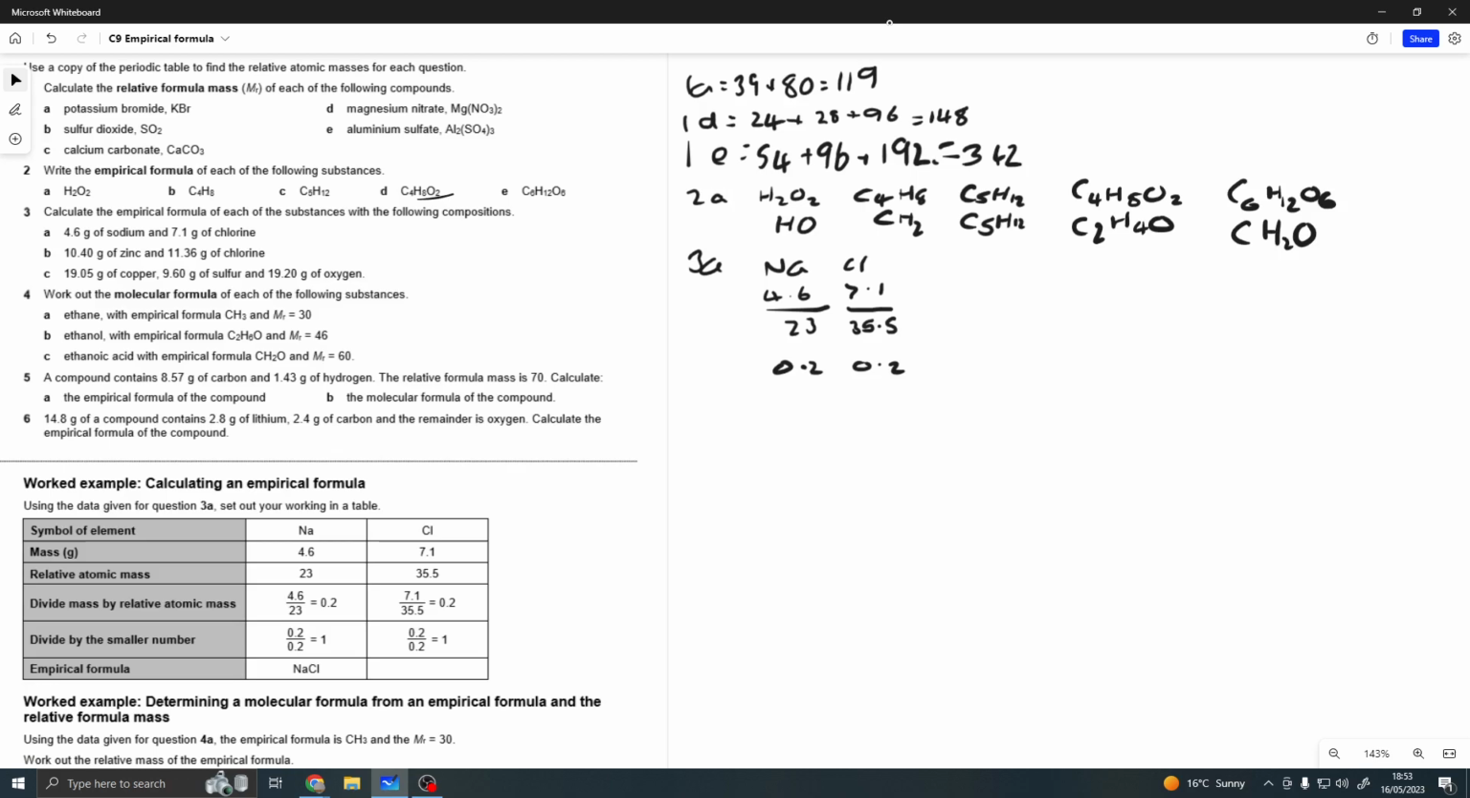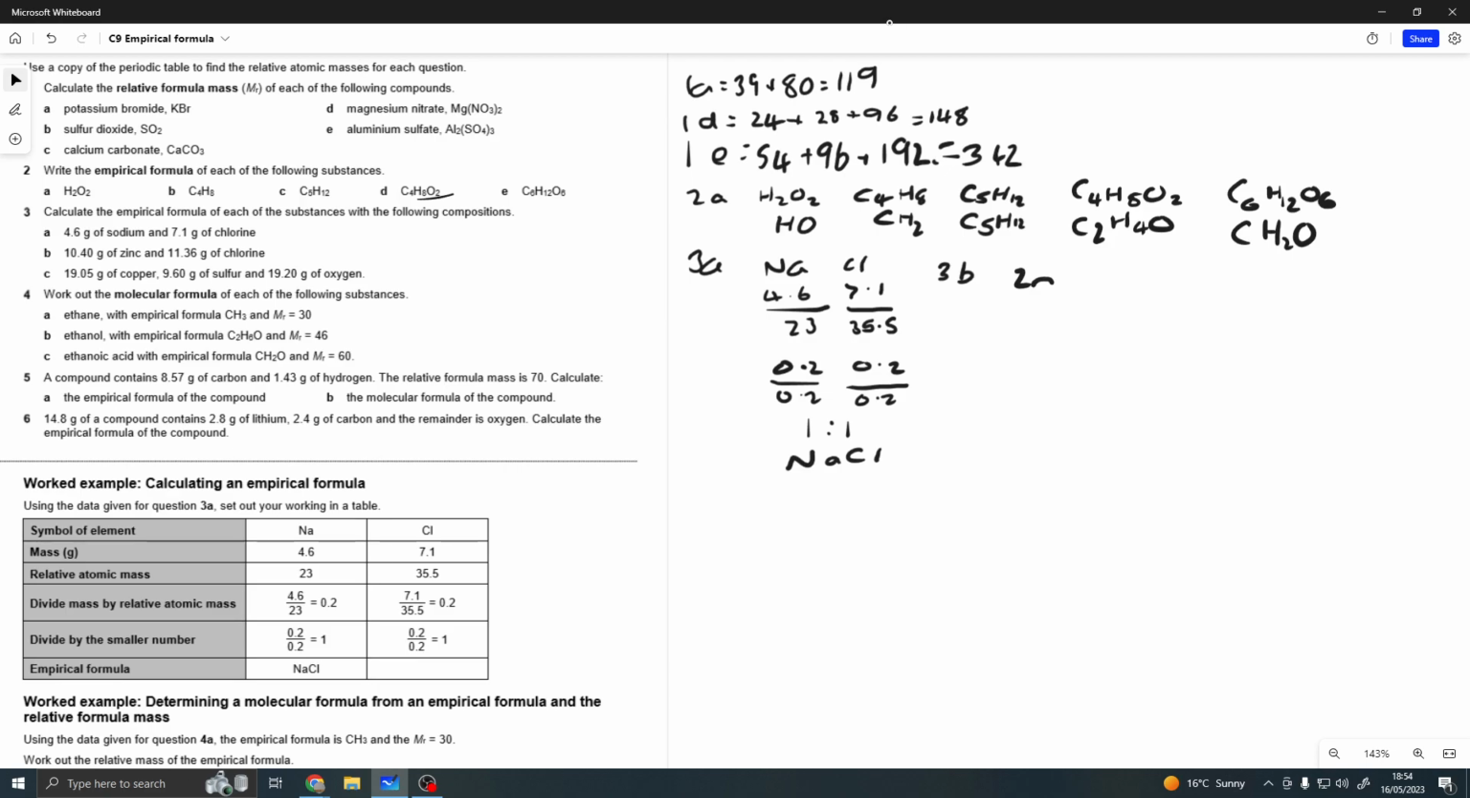Now to find the simplest whole number ratio, we divide them both by 0.2. And this gives us a 1:1 ratio. So the empirical formula here, very simply, is NaCl. It is important to write that formula. After doing all this work, it is important to write the formula. Okay, let's hit up some 3B now.